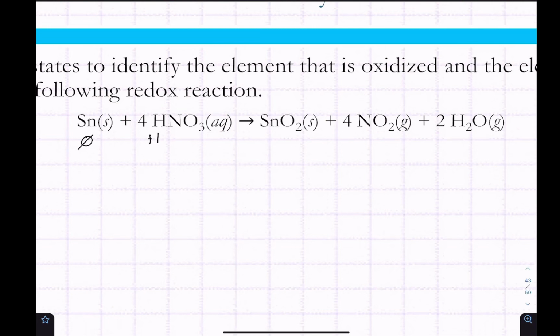And then what's the next highest priority? Oxygen. So it's -2. Now we do have 3 of those, so we might want to start working out some of this math. This is going to be a total of -6. It's a total of +1. And we know that the overall compound has to be 0. So what oxidation state does nitrogen have to be? +5. All right, so just work in order of priority, and then the last element has to make up the difference.